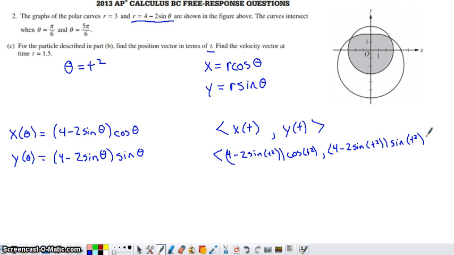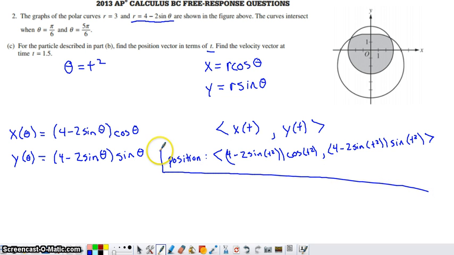So this will be your position vector at a non-specific value of t. If you wanted the position of the object at, say, t equals 2, you could put 2 in place of all the t's and evaluate, and you'd have the position of the object along that limaçon at that time. Now, it doesn't ask us to do that, but it does ask us to find the velocity vector at time t equals 1.5. So if this is our position vector right here, we'll label that and box that up since that's part of our answer.